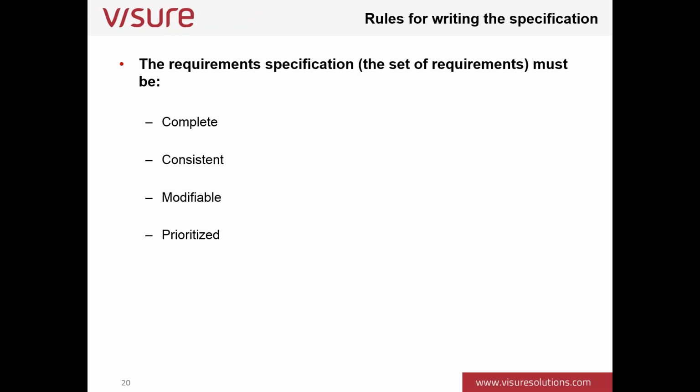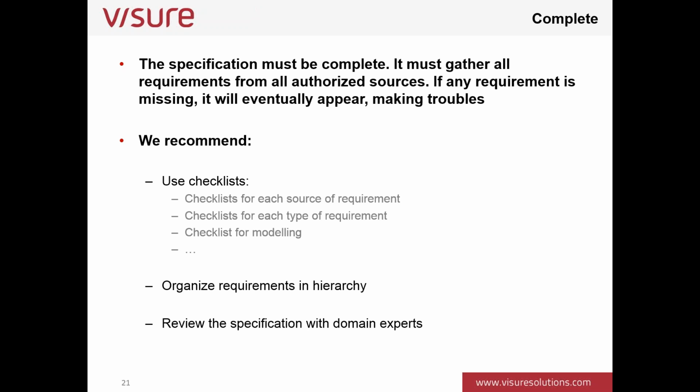But for the set of requirements, for the specification, there are also some rules that we have to take into account. And those rules are that the specification must be complete, consistent, modifiable, and prioritized. Okay. A complete specification. The specification must be complete. What's the meaning of that? It must gather all the requirements from all the authorized sources. If any requirement is missing, it will eventually appear, causing some real troubles. The longer it takes to appear, the more expensive it's going to be to fix that.